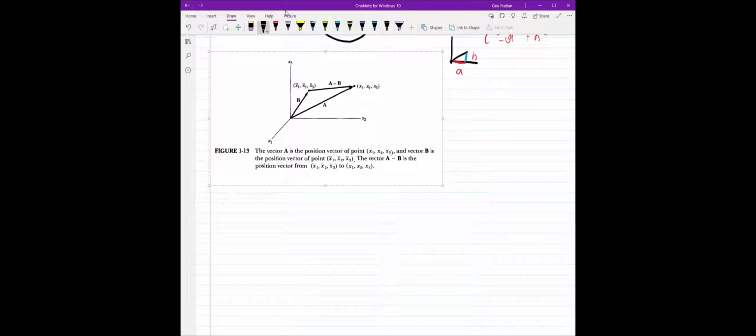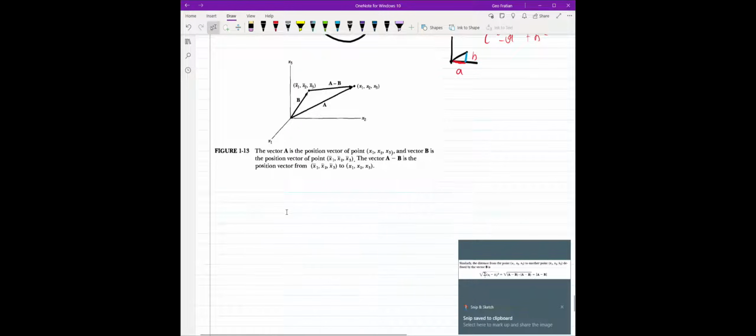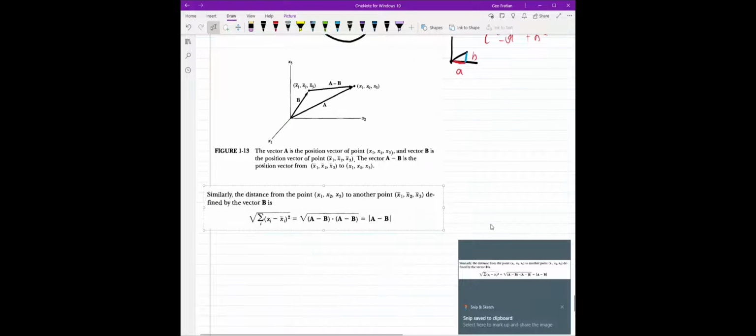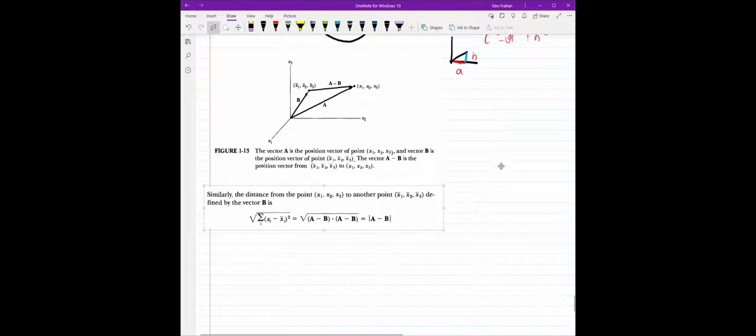So we want the position vector from here to here. And that's the difference between A and B, right? So that basically lets us know that we can just get the distance, because remember, the dot product gives us the distance. So we can just get the distance between them and we're done, using the exact same formulation as above. Okay.